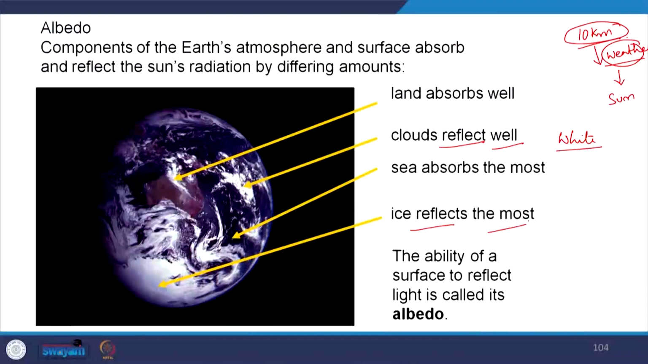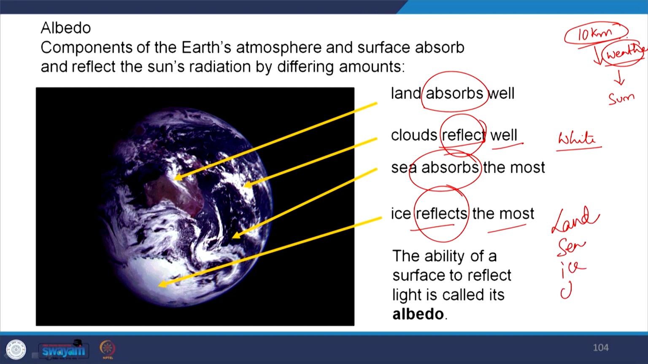Okay. Now, in this context, what we see is we do not have anything else. I mean, we have land, we have the ocean, we have the clouds, and we have the ice. So, out of these 4 systems, 2 systems have the ability to absorb very well, and 2 systems have the ability to reflect very well, right. So, land and sea are there to absorb the radiation, and ice and clouds are there to reflect radiation. So, these 2 systems will try to decrease the average temperature than what it is today, and these 2 systems will try to increase the temperature by some extent, right.